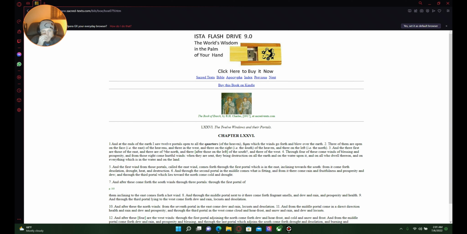chapter 76. Here we go. And at the ends of the earth, I saw 12 portals open to all the quarters of the heaven, from which the winds go forth and blow over the earth. Three of them are open on the face of the heavens, and three in the west, and three on the right of the heaven, and three on the left, and three first are those of the east, and three of those of the north, three of those of the south, three of the west. Through four of these come winds of blessing, quite interesting, and prosperity.